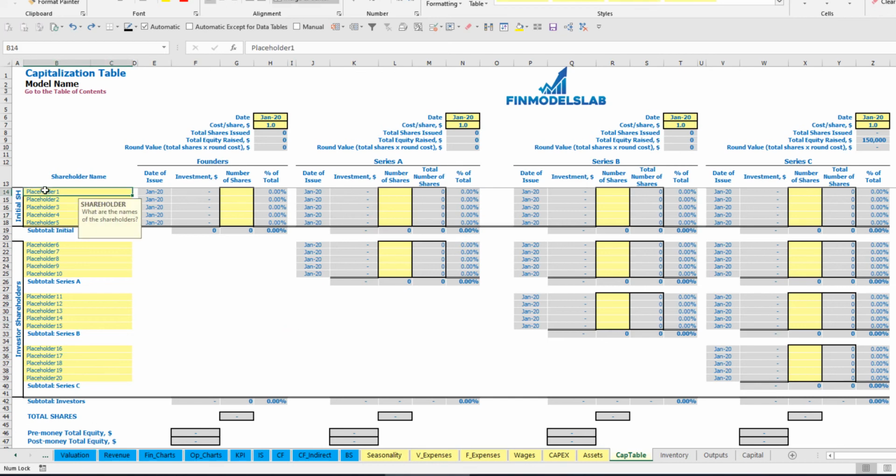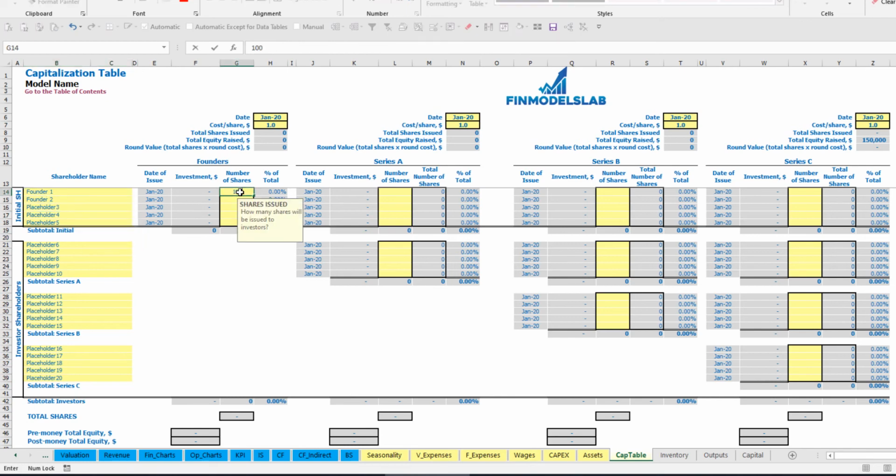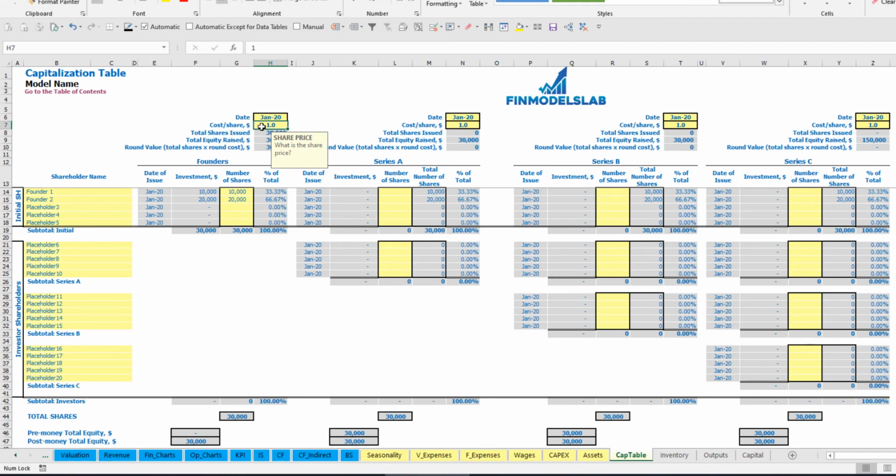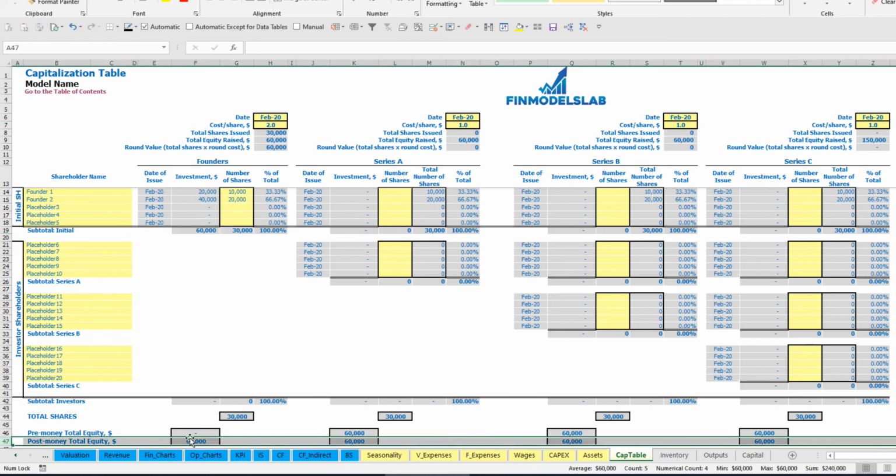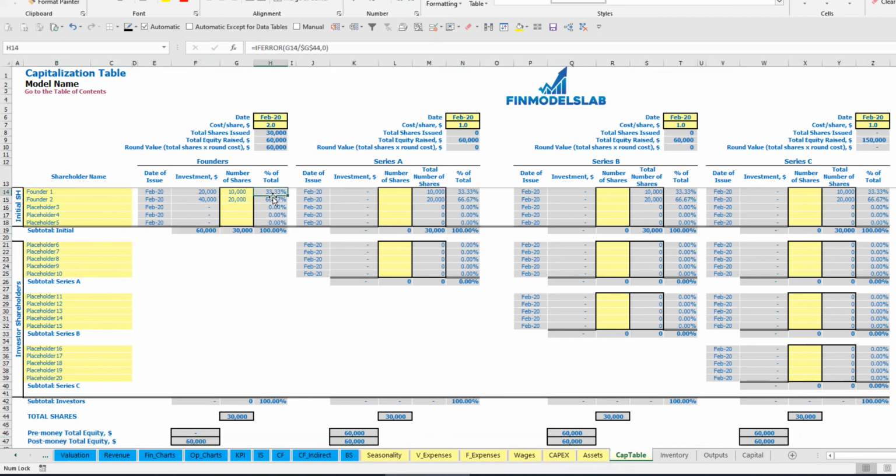Let's pretend that we have two founders, founder 1 and founder 2. The total amount of shares for founder 1 can be 10,000, and for founder number 2, 20,000. Let's imagine that the cost of share will be $2 and the date of funding is February. This means that the investment for founder 1 is $20,000, for founder 2 is $40,000. In total they invest $60,000, which you may see here.